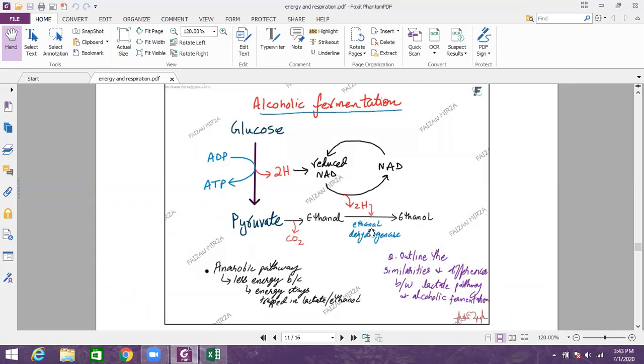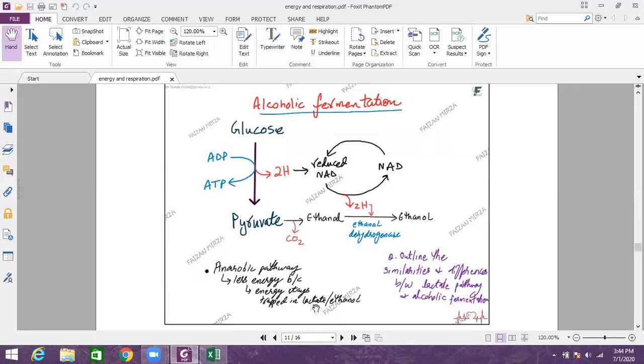Similarly, this enzyme was also discovered with the backward reaction first. That's why it was named ethanol dehydrogenase. Anyhow, coming back, in anaerobic pathways, be it alcoholic fermentation or lactate pathway, less energy is produced because energy stays trapped in lactate and ethanol.